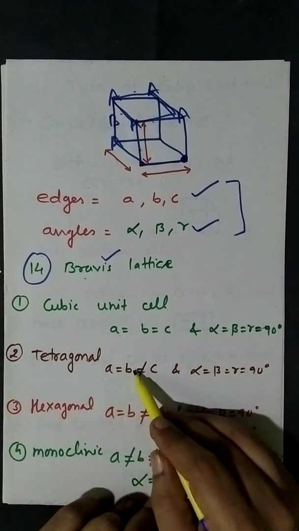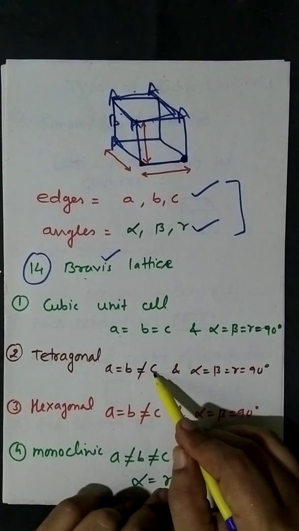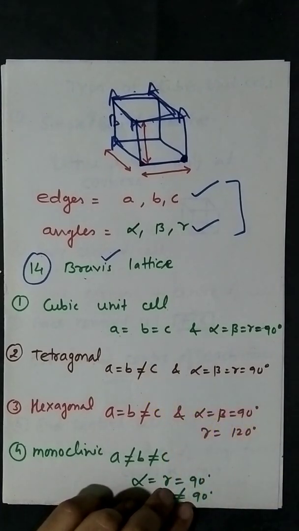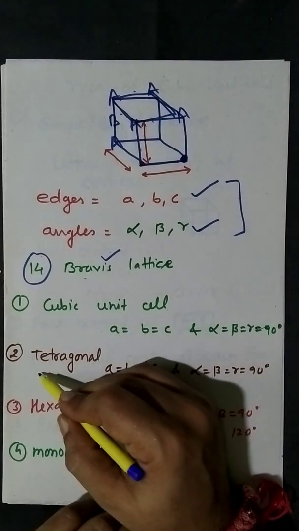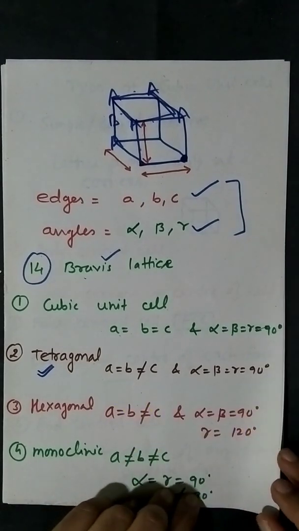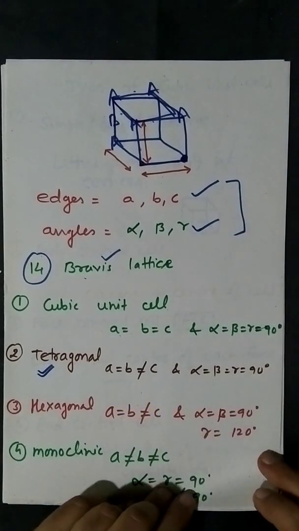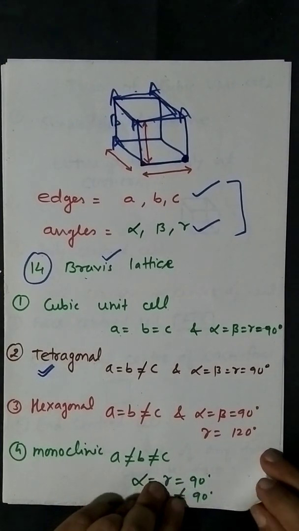Tetragonal, here two edges are of the same length, a equals b, and the third edge is not of equal length, so a equal to b, but it is not equal to c. Alpha, beta, gamma, they are of 90 degrees here. You can think of any structure in day-to-day life which is similar to a tetragonal unit cell. Just try to think of it.